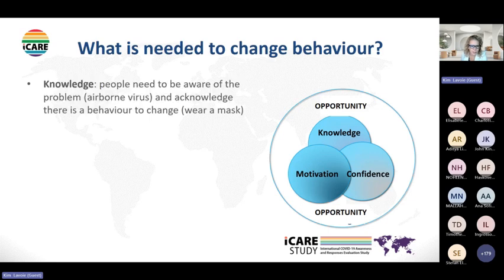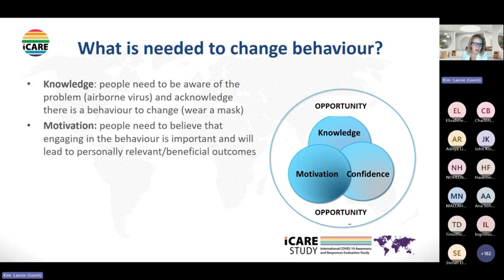The first is knowledge. So first of all, people need to be aware of the problem and acknowledge that there is a behavior to change. So I gave an example here of the problem in the pandemic being an airborne virus and the fact that wearing a mask could help prevent the spread. So this is quite similar to addressing alcoholism. The alcoholic who doesn't acknowledge his drinking problem is not going to join AA. So knowledge is key, but of course insufficient on its own.